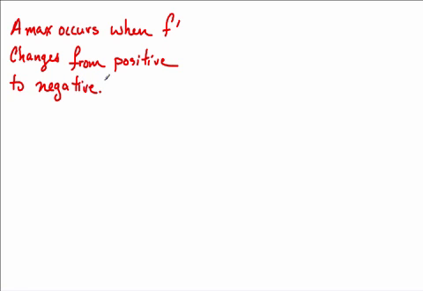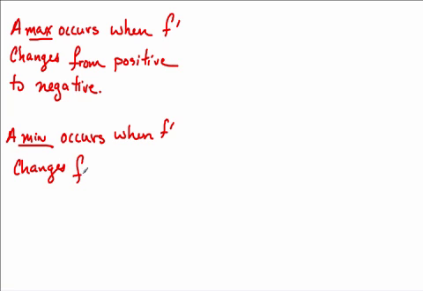Okay? A maximum occurs when f prime changes from positive to negative. And on the other hand, a minimum will occur when f prime changes from negative to positive.